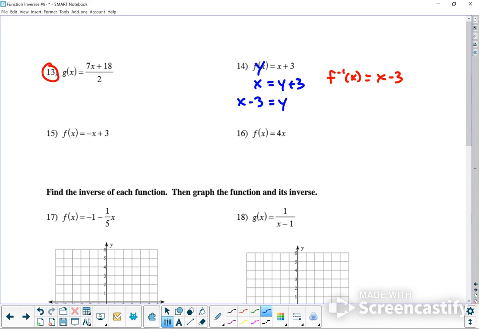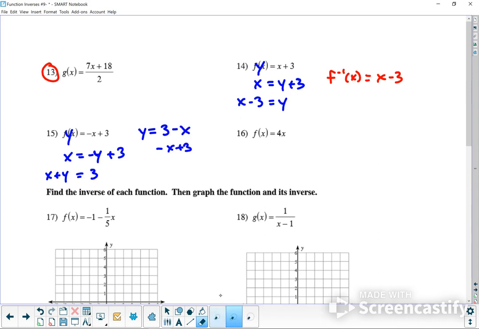Okay. Same thing here. Call that y. Swap x and y. So it'll be x equals negative y plus 3. This time around, I'm going to add y to both sides. So it'll be x plus y, because I want the y to be positive, equals 3. Then I'm going to subtract x. So it'll be y equals 3 minus x. Or you can call it negative x plus 3.